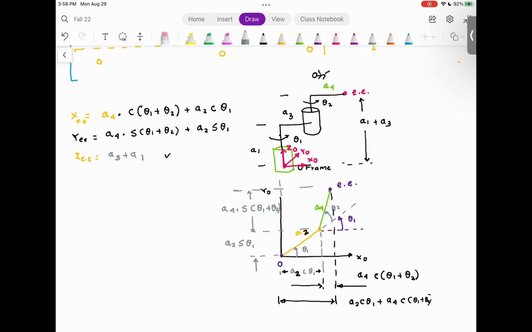And believe it or not, the next part is, if I take the derivative of the x expression, I get the velocity of the end effector in the x direction. If I take the derivative of y, I get the velocity of the end effector in the y direction. If I take the derivative of z, that is 0, which means the end effector does not have any velocity in the z direction. Everyone understood this?